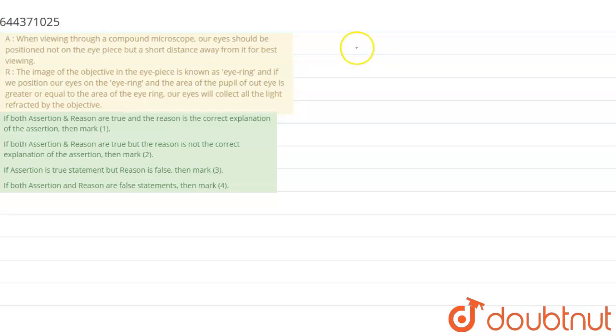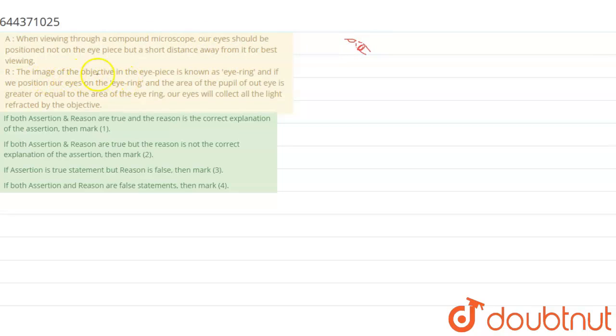Let us suppose that we have a compound microscope, and this is a lens. Now the eye should be at some distance, not on the eyepiece. If this is the eyepiece, there should be a distance between the eye and the eyepiece. Now why so? The reason is given.